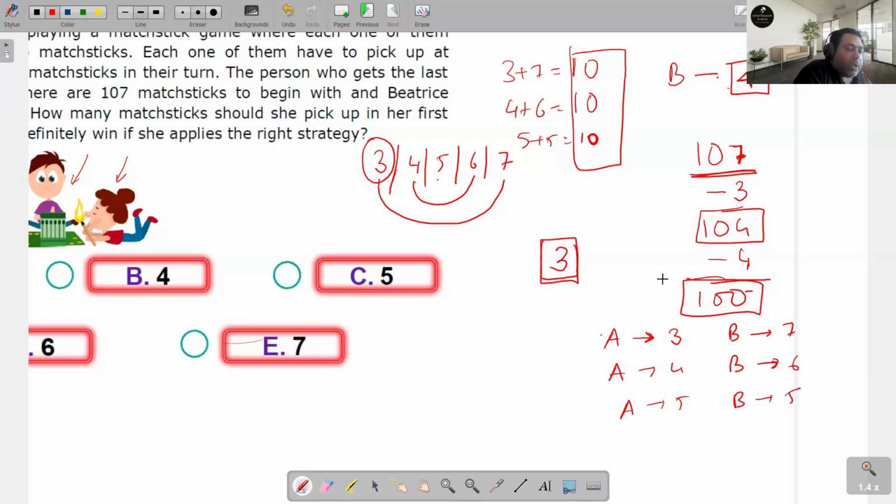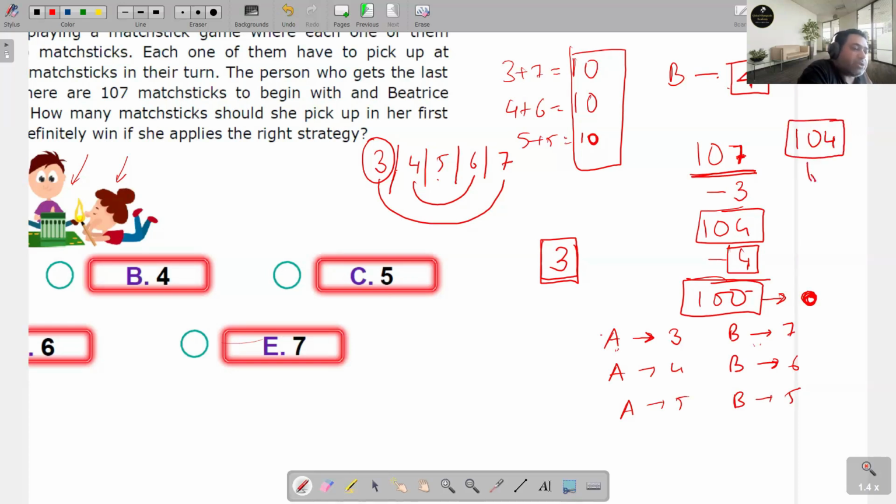And therefore, in every pair of turns of Adam and Beatrice, where Adam goes first and Beatrice goes second, this number will keep on reducing by 10s. And eventually, this will become 0. So Beatrice started with 4 matchsticks here, and then multiples of 10 and 100 matchsticks got over. So overall, 104 matchsticks would have got over.